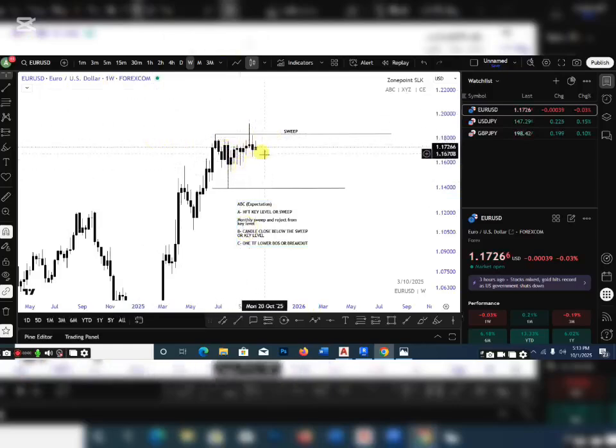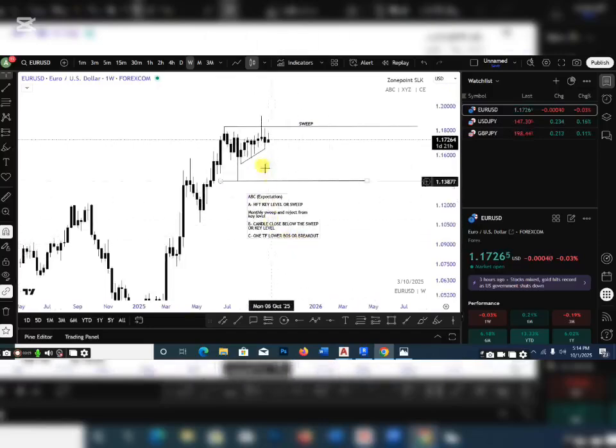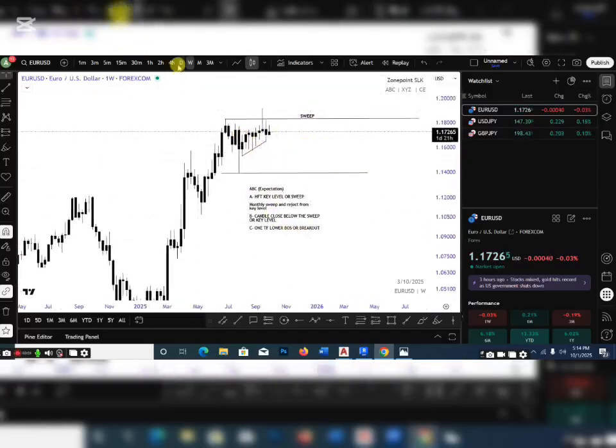All these are liquidity. Some people can call it trendline liquidity. They are all liquidity, trendline liquidity that needs to be taken out completely with these two. So now weekly is done, now we go to daily.